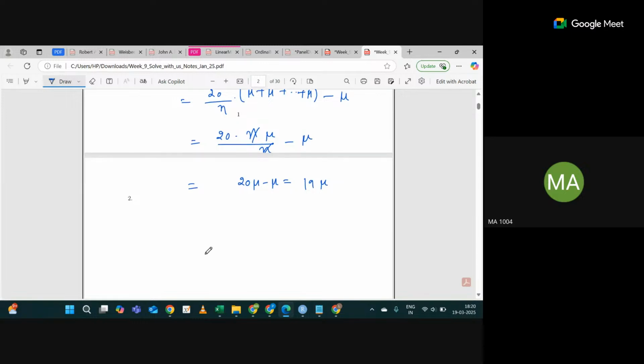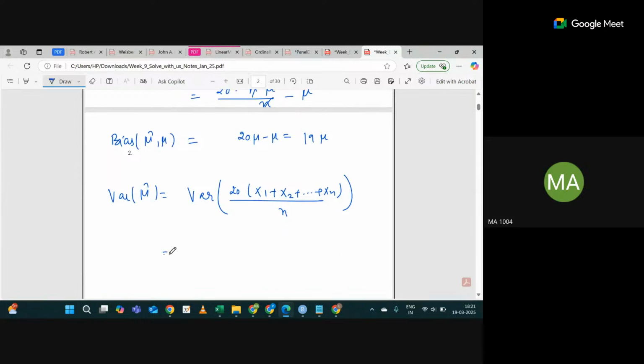Okay, so this is the bias part. And what is the variance? Variance of mu hat will be the variance of 20 times (x1 plus x2 plus so on plus xn) divided by n. So 20 by n is a constant, right? We know the variance of a times x is nothing but a square times variance of x. So by using this property, it will be 20 square, that is 400, divided by n square.